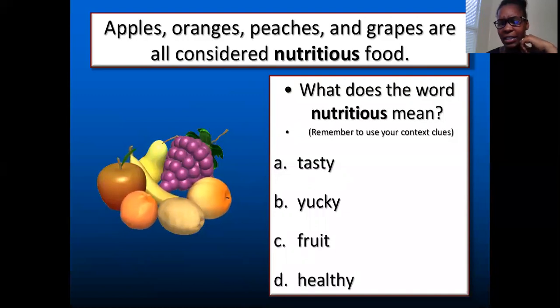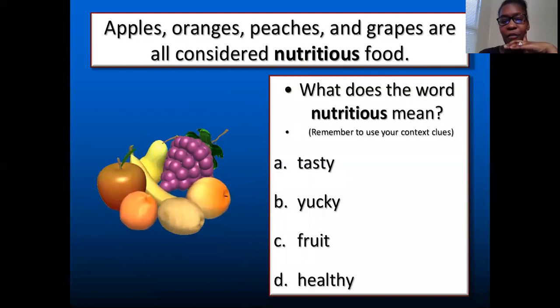All right, A says tasty. Now, to some people, these fruits may be very tasty, but there are some people who may not like this type of fruit. So we can't necessarily say that nutritious means that they're tasty. So we have to eliminate A. B, yucky, which we know means that it's nasty, right? Now, just like some people may think that they're tasty, not all people think that they're yucky. So B couldn't be our answer to tell us what nutritious means either.